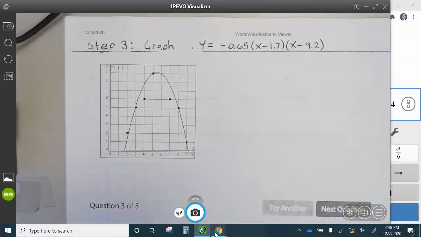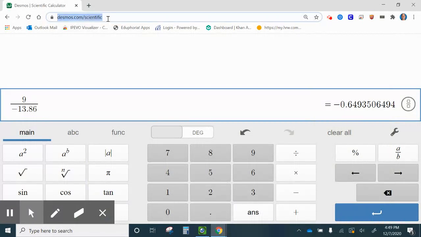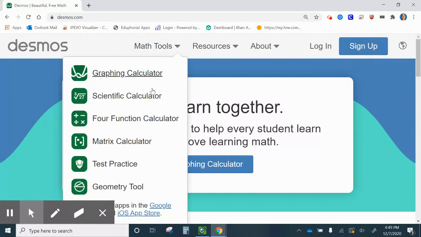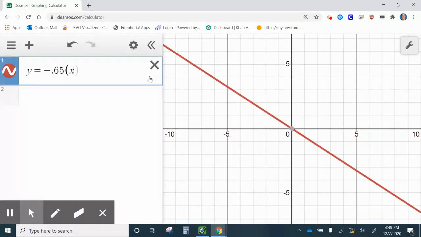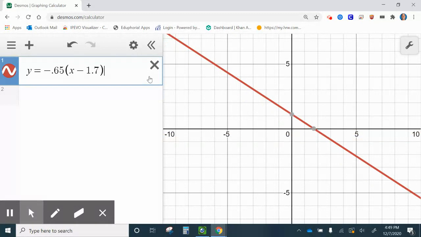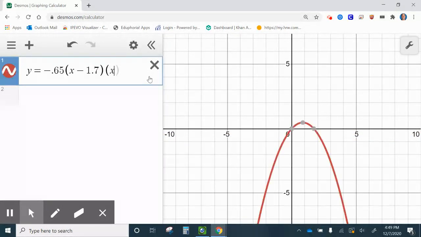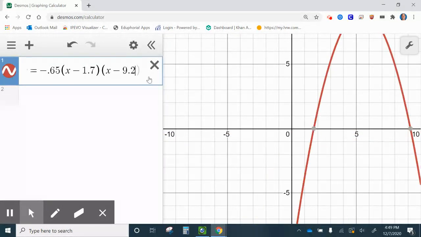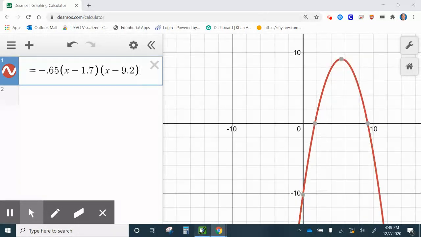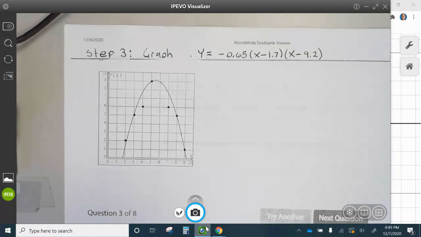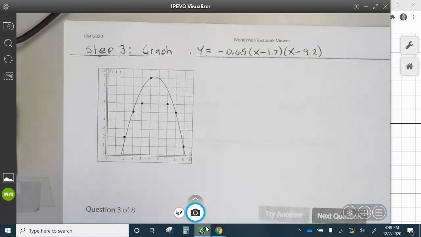Okay. So now we're going to go to Desmos, and if I delete the scientific portion, go to graphing calculator, y equals negative 0.65 parentheses x minus 1.7 parentheses x minus 9.2. You can see that this graph matches this graph. So let's move on to the next question.